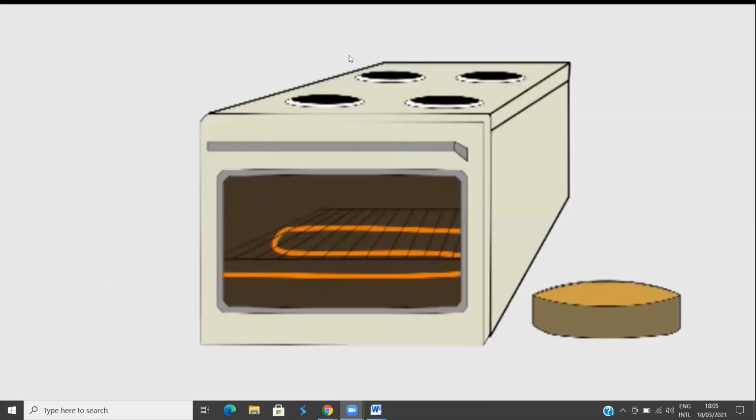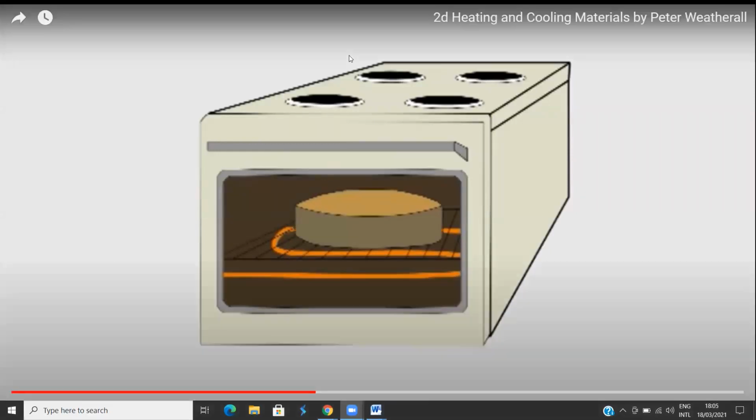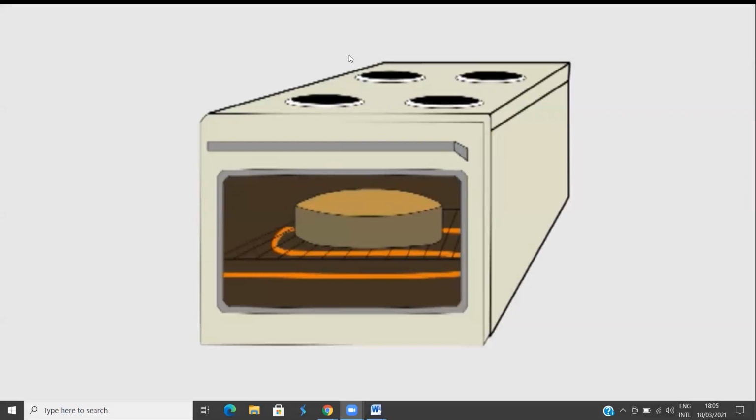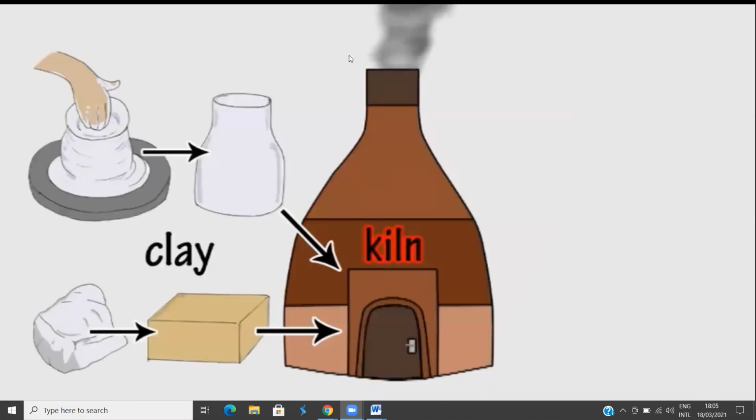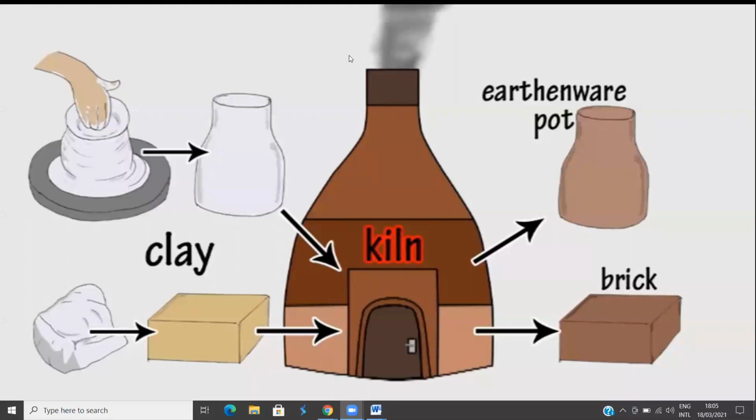Other materials undergo different sorts of changes when they are heated up. For example, cake mixture rises and turns into solid cake when it is baked in a hot oven. Clay can be shaped and turned into hard bricks and earthenware when it is baked in a very hot kiln.